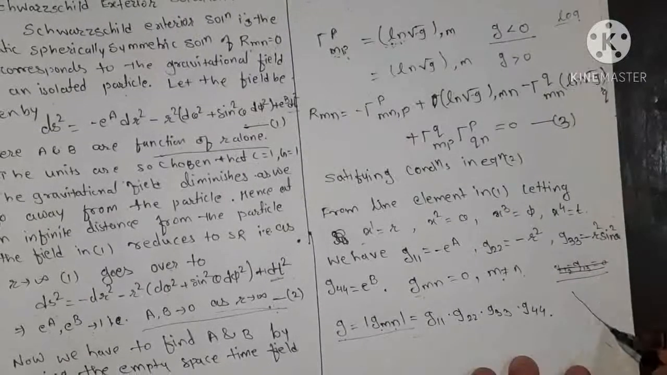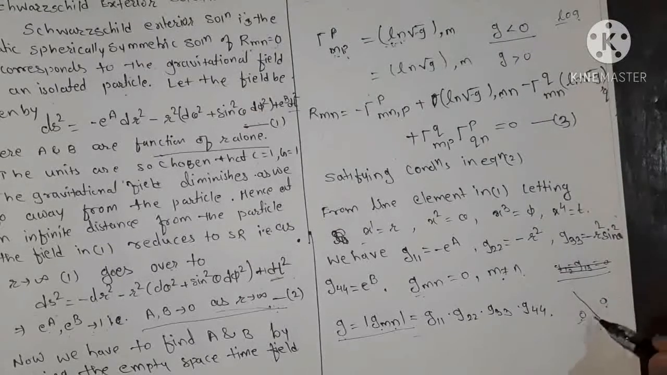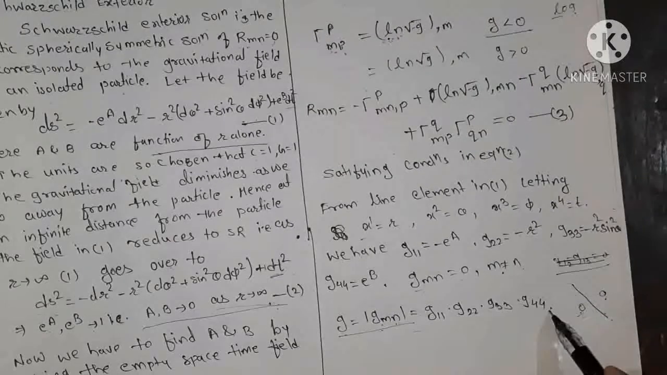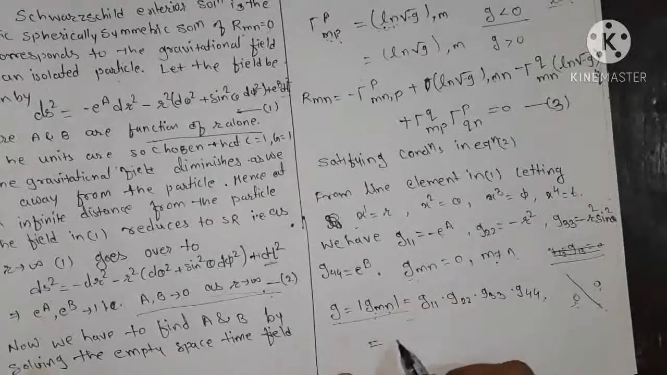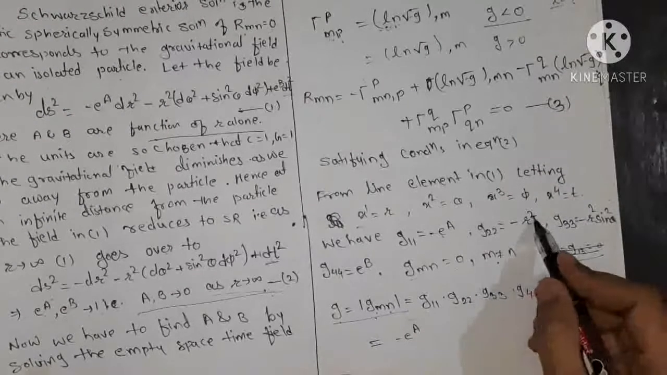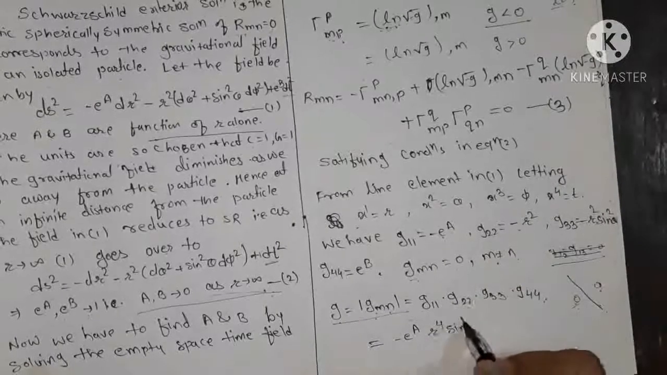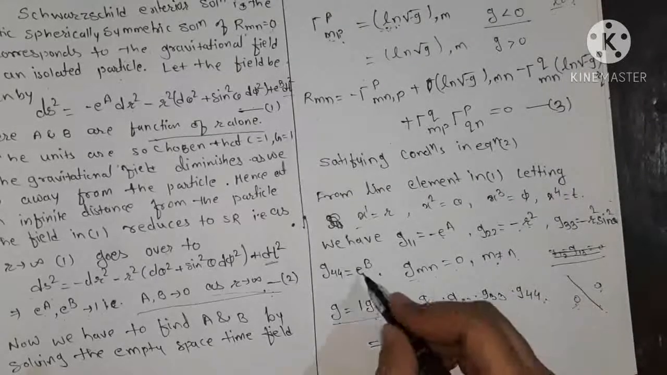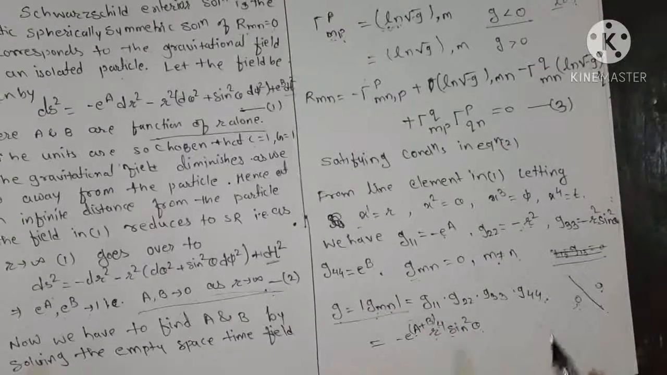Okay, only diagonal elements are present, and all non-diagonal elements are equal to 0, and therefore the determinant of g_mn is the product of all the diagonal elements. Now g11 equals minus e to the power a, g22 is minus r square, so minus minus plus, r square into r square sine square theta, r to the power 4 sine square theta, and this is e to the power b, so we write here e to the power a plus b, r to the power 4 sine square theta.